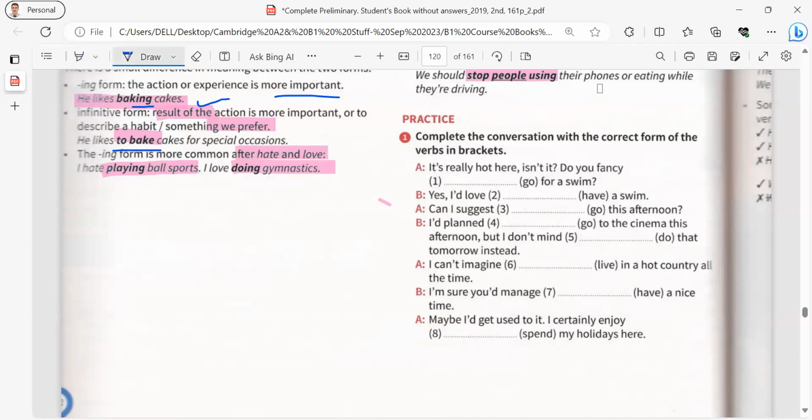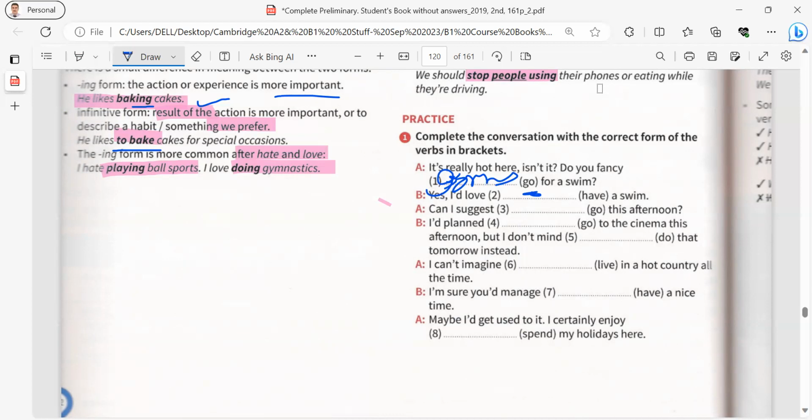It's really hot here, isn't it? Do you fancy going for a swim? Fancy to go or going? Going. Exactly, because fancy takes the -ing verb.